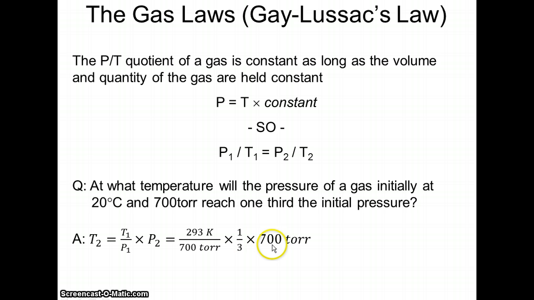So in writing it this way, instead of actually dividing 700 by 3 and putting the number down, it's quick for us to see: 700 torr cancels out, and so my temperature is going to decrease by 1/3. Again, it's a constant direct relationship. So if I'm going to bring the pressure down by 1/3, that means the temperature also had to fall by 1/3, and I see that my temperature falls to about 97.7 Kelvin.